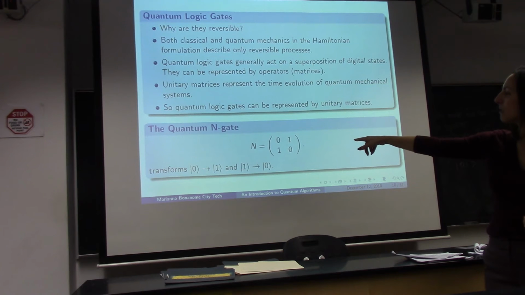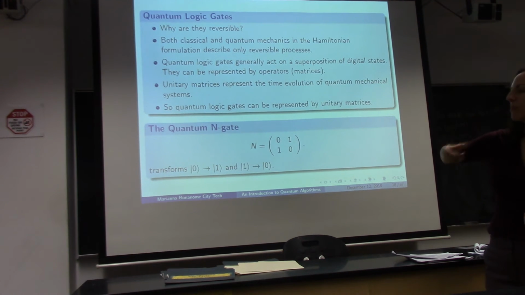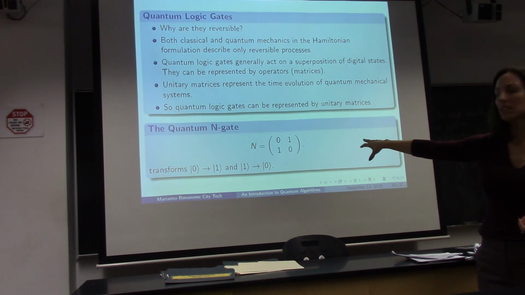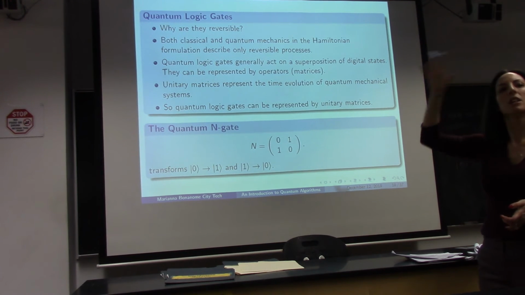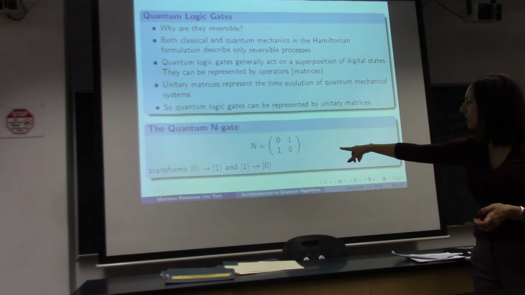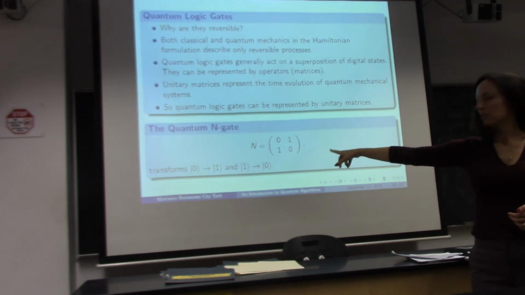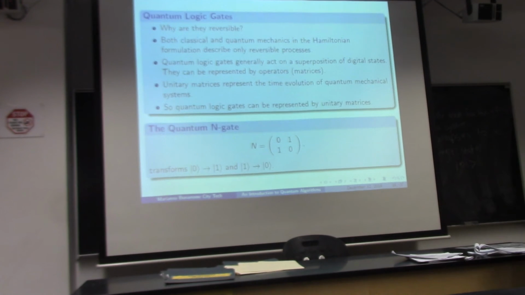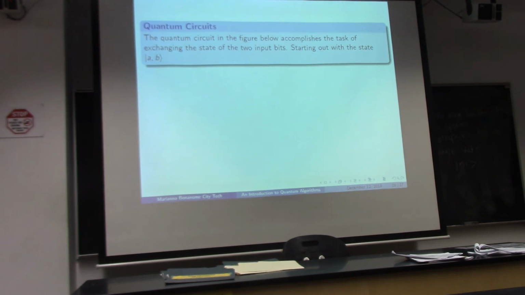It transforms the 0. Remember, that just represents a column vector 0, 1. When you do matrix multiplication, you're multiplying that matrix with a column vector 0, 1, and then you get the result, that column vector 1, which is 0, 1. You can work out the details for yourself.